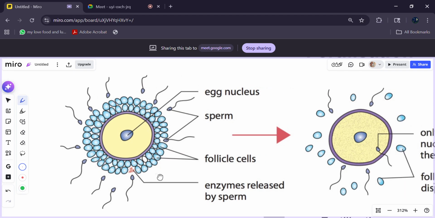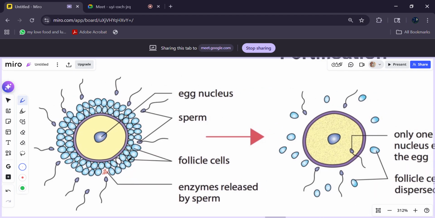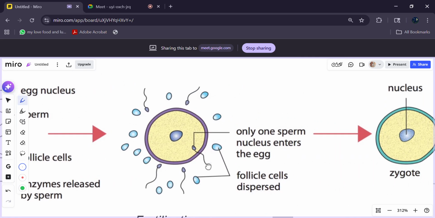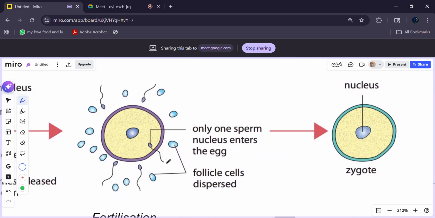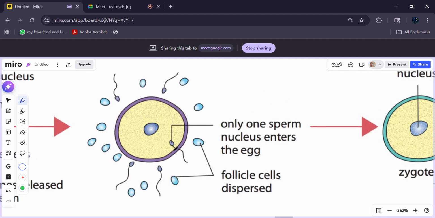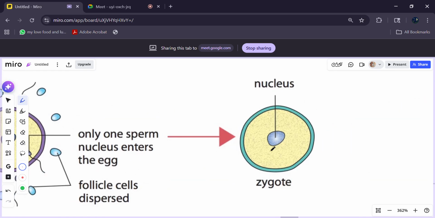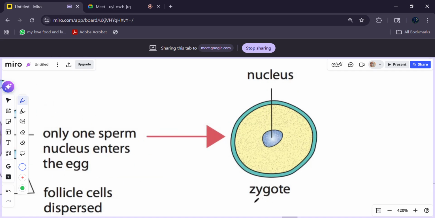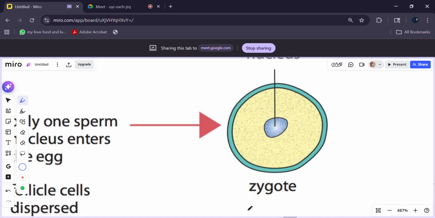Now, before the sperm enter the egg cell, they have to break through the follicle cells, which are the outer membrane, or the jelly coat. The sperm cells break the follicle cells, and only one sperm cell nucleus enters the egg, and the follicle cells disperse. And when the nucleus of the sperm cell combines with the nucleus of the female egg cell, the entire cell transforms into a zygote.